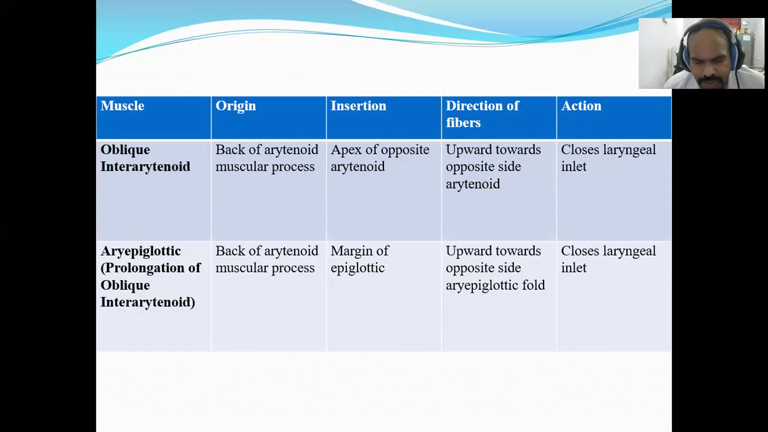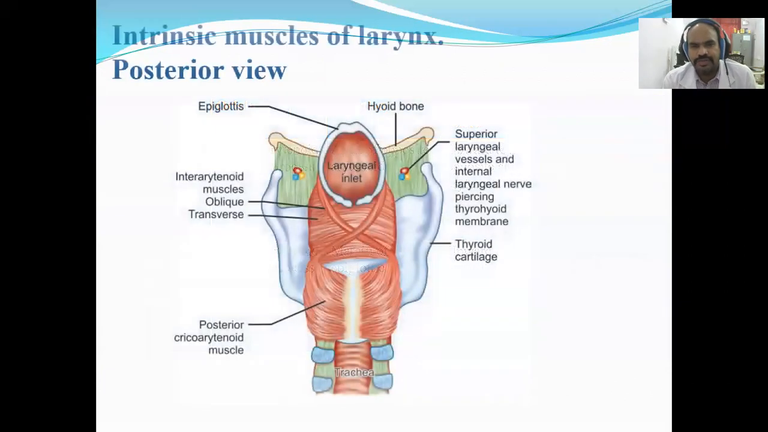So we have seen a few openers and closers of the larynx. This is the diagrammatic view showing the various muscle fibers and the line of attachment of each of these muscle fibers. All the muscle fibers will have their own origin, own insertion, as well as their own blood supply.